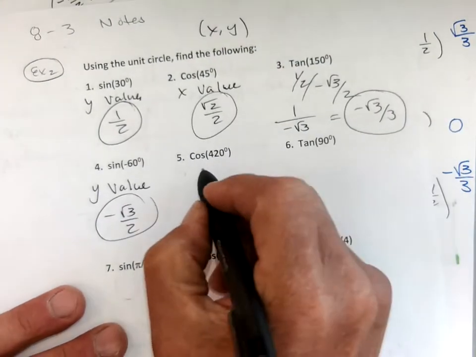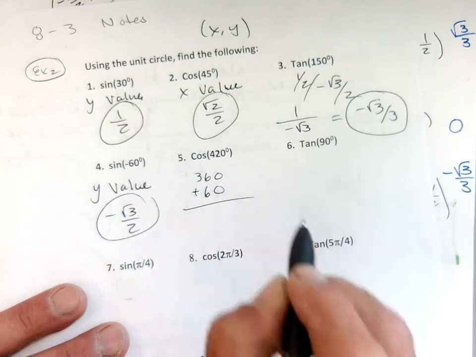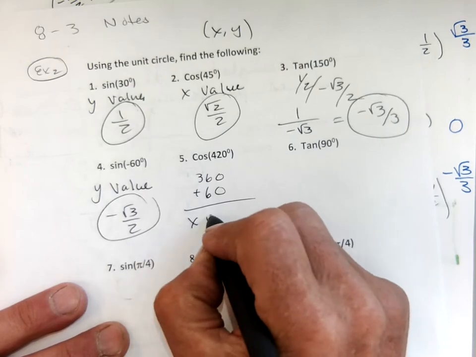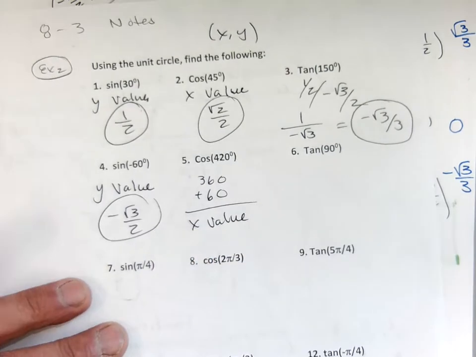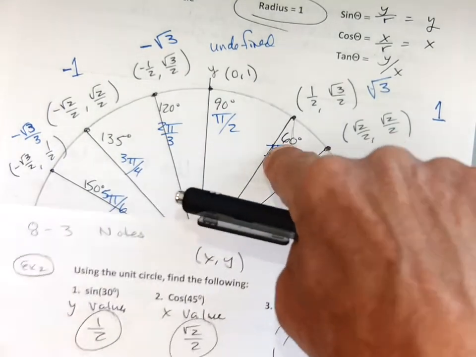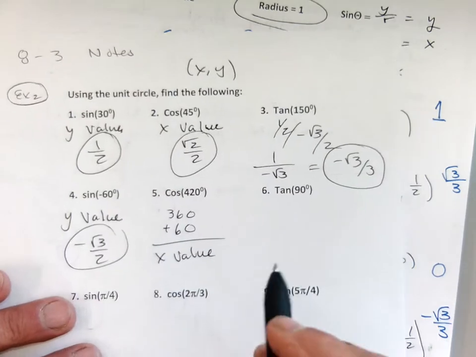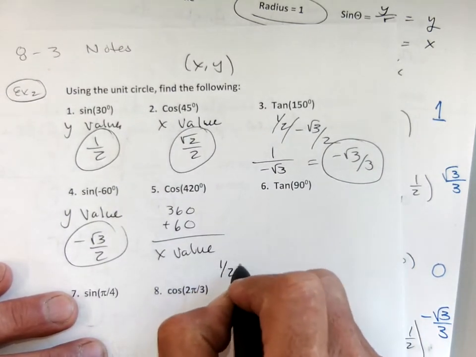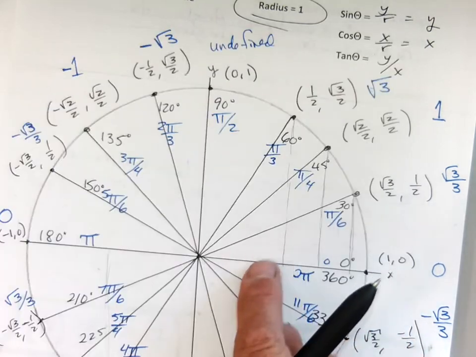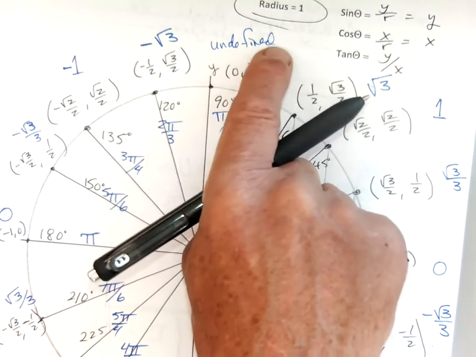Cosine of 420. Well, that's like 360 plus another 60. I want the x value. So I'm going to go 360 plus another 60 puts me right there. And I want the x value, which is 1/2. So the answer is just 1/2. Tangent of 90. So I go to 90 degrees. The tangent value is undefined.